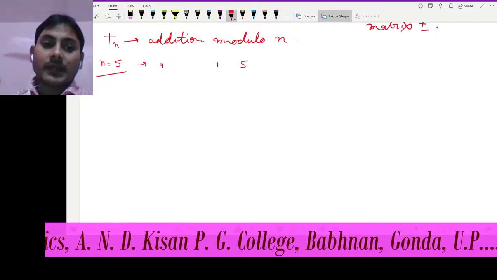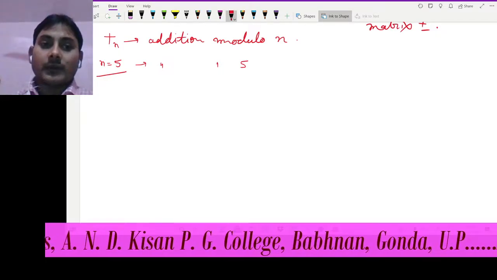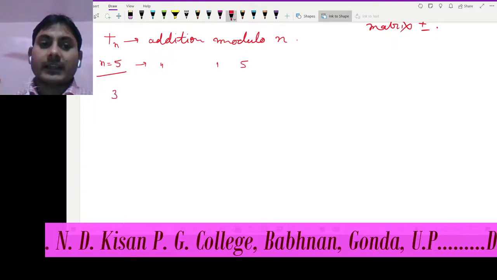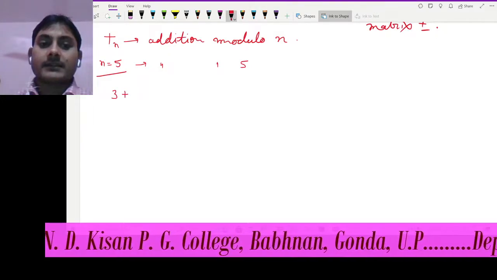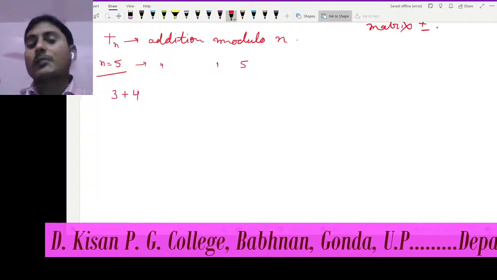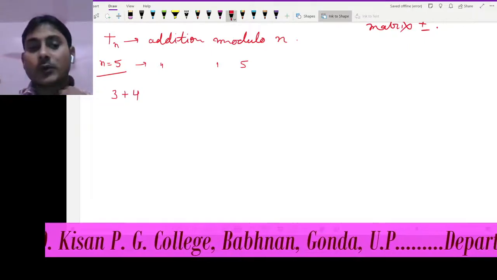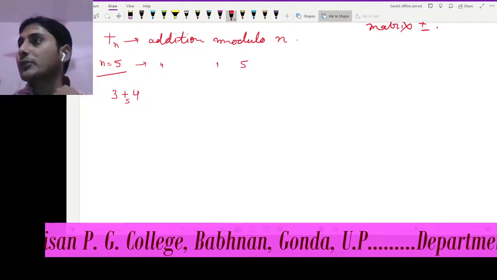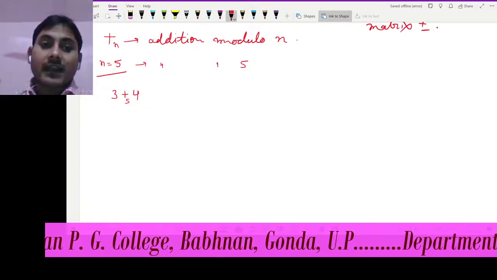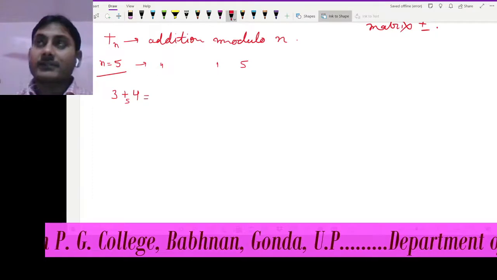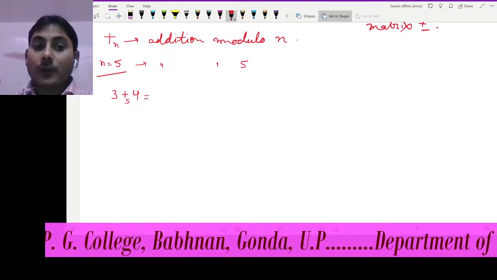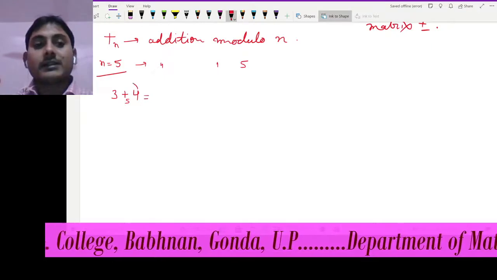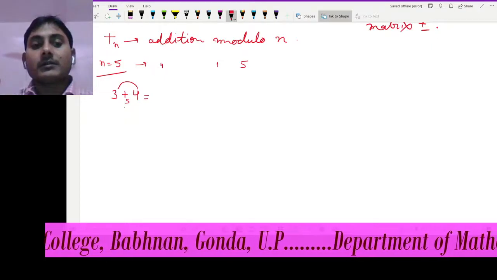What do you mean by addition modulo 5? Suppose you add 3 plus 4 with addition modulo 5. What do you mean by this? Its answer will be the remainder obtained by dividing this sum by 5.